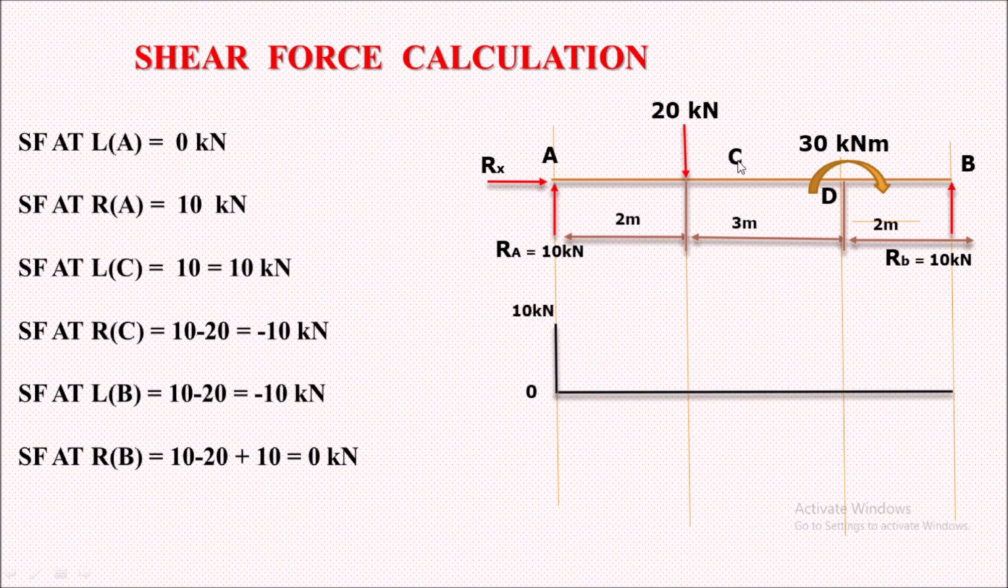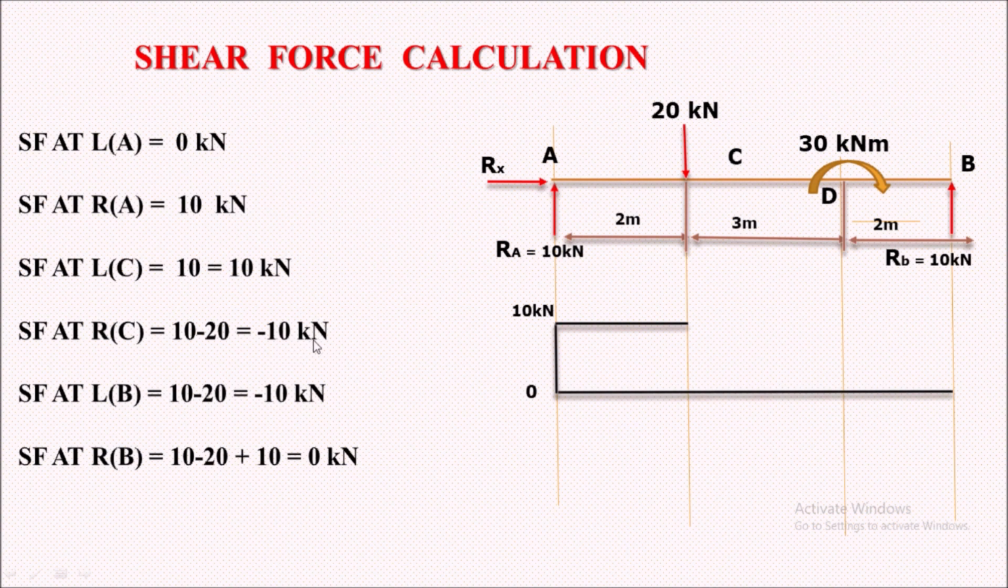Now considering point C, to the left of C we can see only this 10 kilonewton load. It is acting vertically upward, so of positive magnitude. So here we have a 10 kilonewton horizontal line, 10 kilonewton at point C. Now if we take the right of point C, from the right side you can see the 10 kilonewton vertical load and the 20 kilonewton downward load. So 10 vertical minus 20 downward will become minus 10 kilonewton.